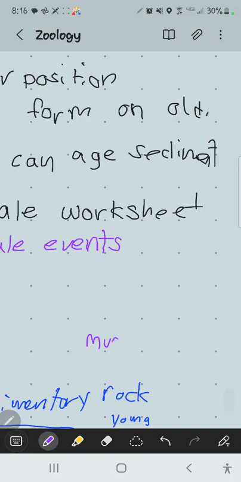Okay, I'm trying to be simple, but you should be aware or familiar with that. You can only really find fossils in sedimentary rock layers. You're not finding them in igneous rock layers or metamorphic.